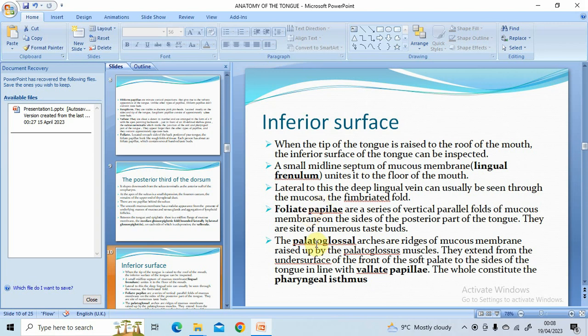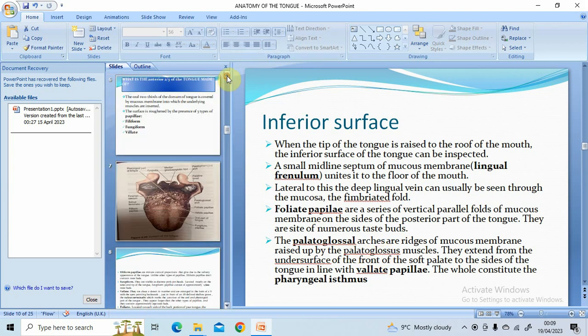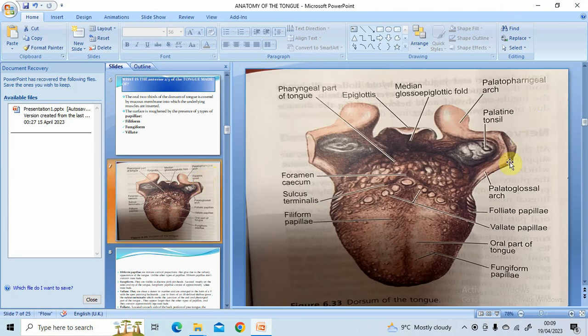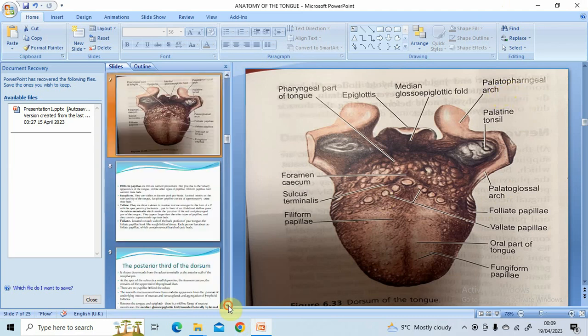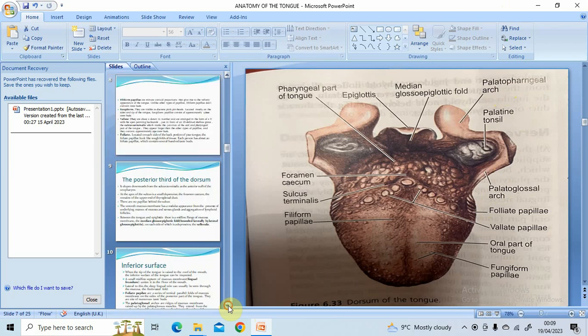So I'm going to look at the palatoglossal arches. They are ridges of mucous membrane raised up by the palatoglossus muscle. I'm going to talk about the muscle because it's part of the extrinsic muscles of the tongue. They extend from the undersurface of the front of the soft palate to the side of the tongue. Look at it in the diagram of the tongue. You can see the palatoglossal arch, raised up by the palatoglossus muscle. I'm going to talk about the palatoglossus muscle later.